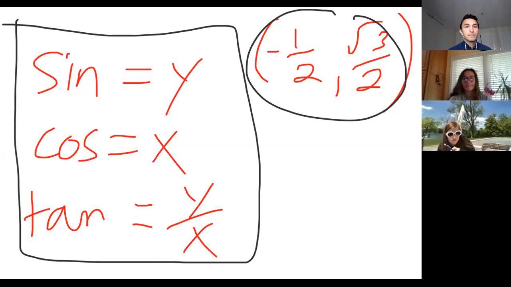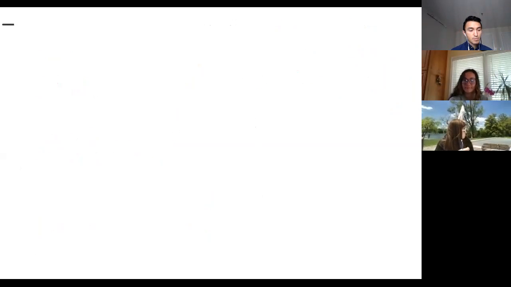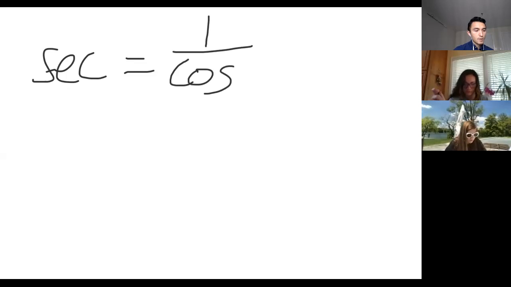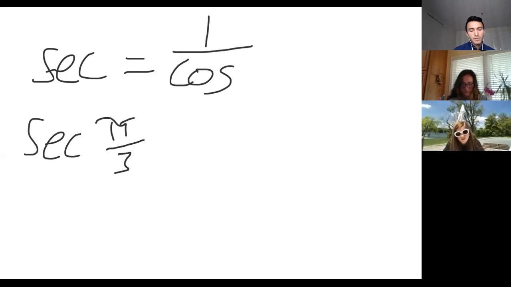Cool. Yeah, and then I didn't really realize this before, but problem number 30 makes you do the secant, which is kind of annoying. But remember, secant is just equal to the reciprocal of cosine. So we can just do this problem because I didn't realize that it was on there, but it's asking for the secant of pi over 3.